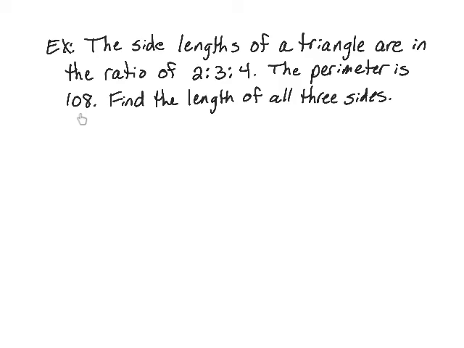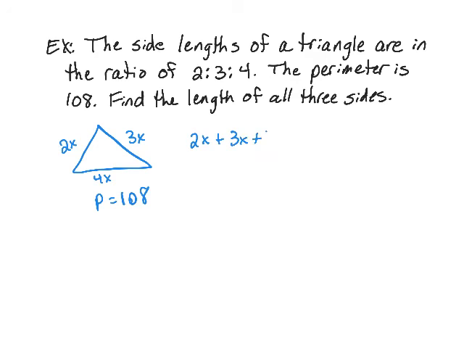We know the formula for the perimeter of a triangle is you add up all 3 sides. So if I draw a triangle, I know the perimeter is 108. When I have a ratio like this, all you're going to do is put an x next to each number. So 2x, 3x, 4x. That's how you represent the 3 sides. And then you just add them up. 2x plus 3x plus 4x is equal to 108. So that's 9x is 108.